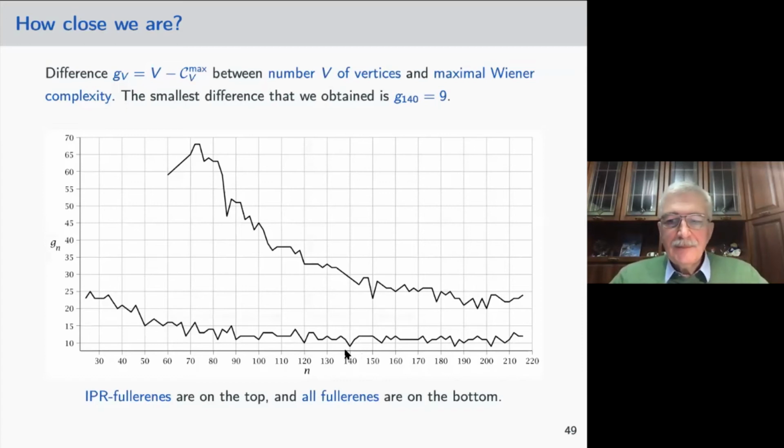But if you consider another invariant, not the Wiener index, but some modification of the Wiener index, we found some interesting examples with such a property, and this can be found in our paper.